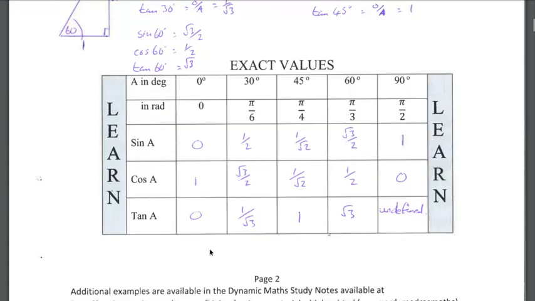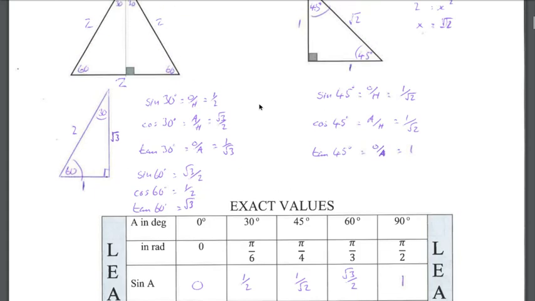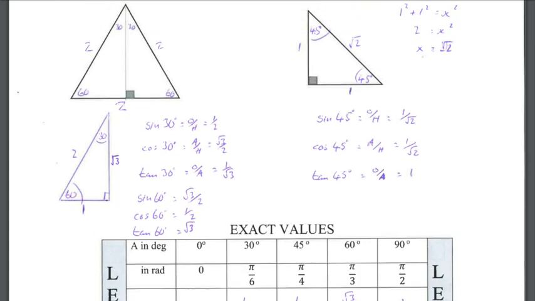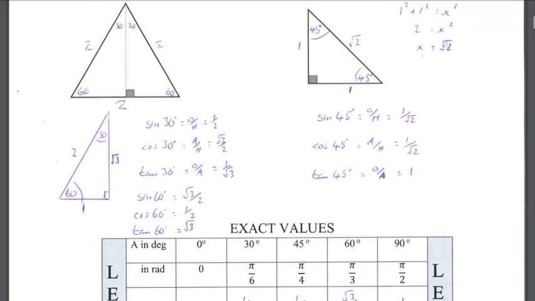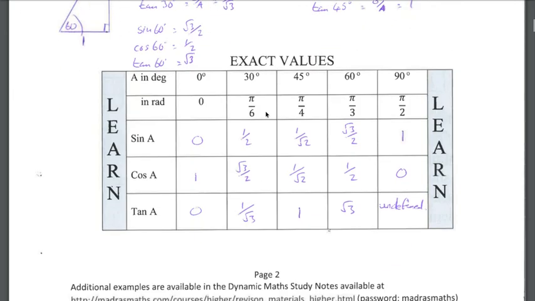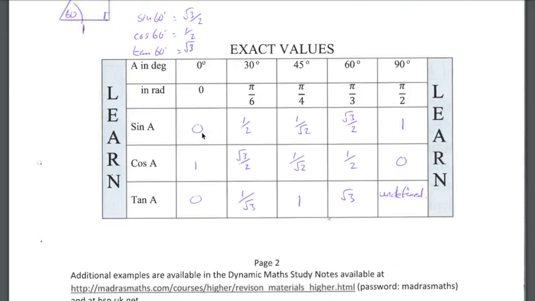Okay, so I've added in those values as well. So we need to know these. We need to either learn them or we can just draw the triangles out. Either one is totally fine. So you might just want to draw the triangles. You might want to learn the table. It's totally up to you. And we do mention radians here, which we'll find out more about in a couple of lessons' time. So ignore that just now.